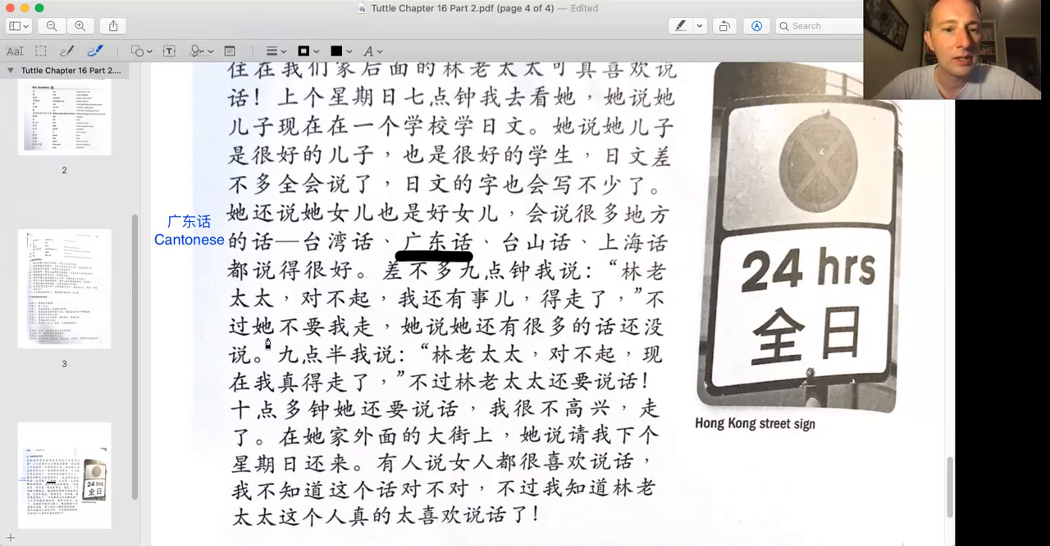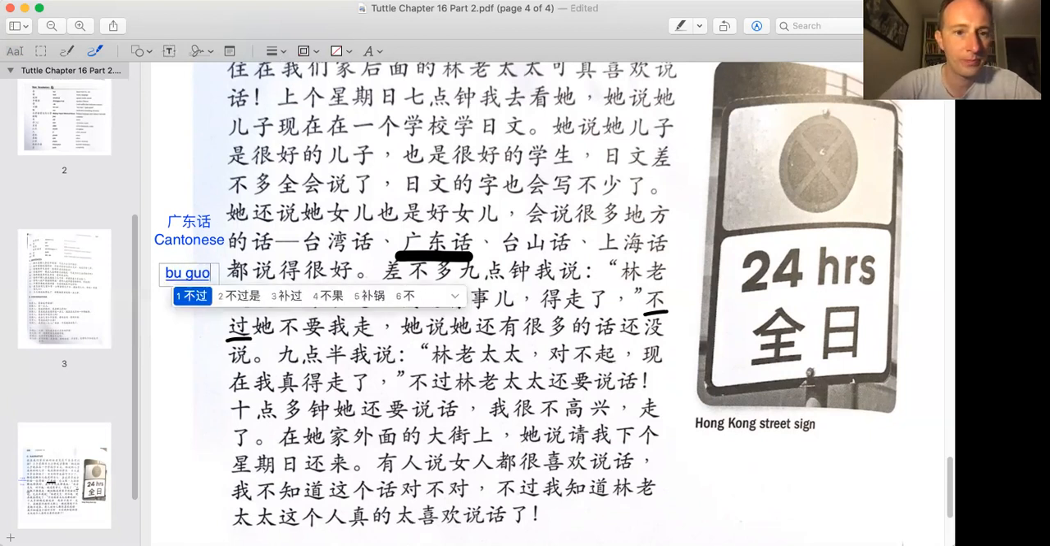得走了, 不过, 她不要我走, but she didn't want me to leave. So, 不过, I'll put that in the glossary. 不过, 她不要我走. However, she didn't want me to leave. 她说她还有很多的话还没说. She said she still has many things that she hasn't said.